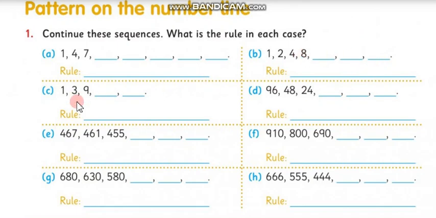Okay, let's see our next question. We have 1, 3, and 9. In this one, we look at the difference between the first number, 1, and the second number, 3. The difference between them is 2, plus 2 to go from 1 to 3. Then the difference between 3 and 9 is 6, plus 6. So we've gone plus 2, plus 6. What we're doing is multiplying the difference by 3 each time. So the difference is getting 3 times bigger each time.